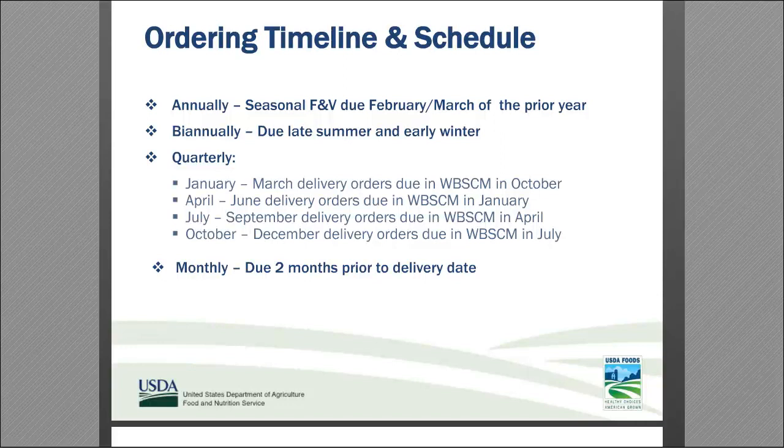For biannual, which we only purchase for tuna for the FDPIR program, those are just due in late summer or early winter. For our quarterly purchases, again, something like cereals or juices, you can see on the slide that January through March, those orders are typically due into WebSCM by October. For April through June, those are typically due in January, et cetera, et cetera. And for monthly items, such as our cheese, those items are typically due in WebSCM 2 months prior to the delivery date.